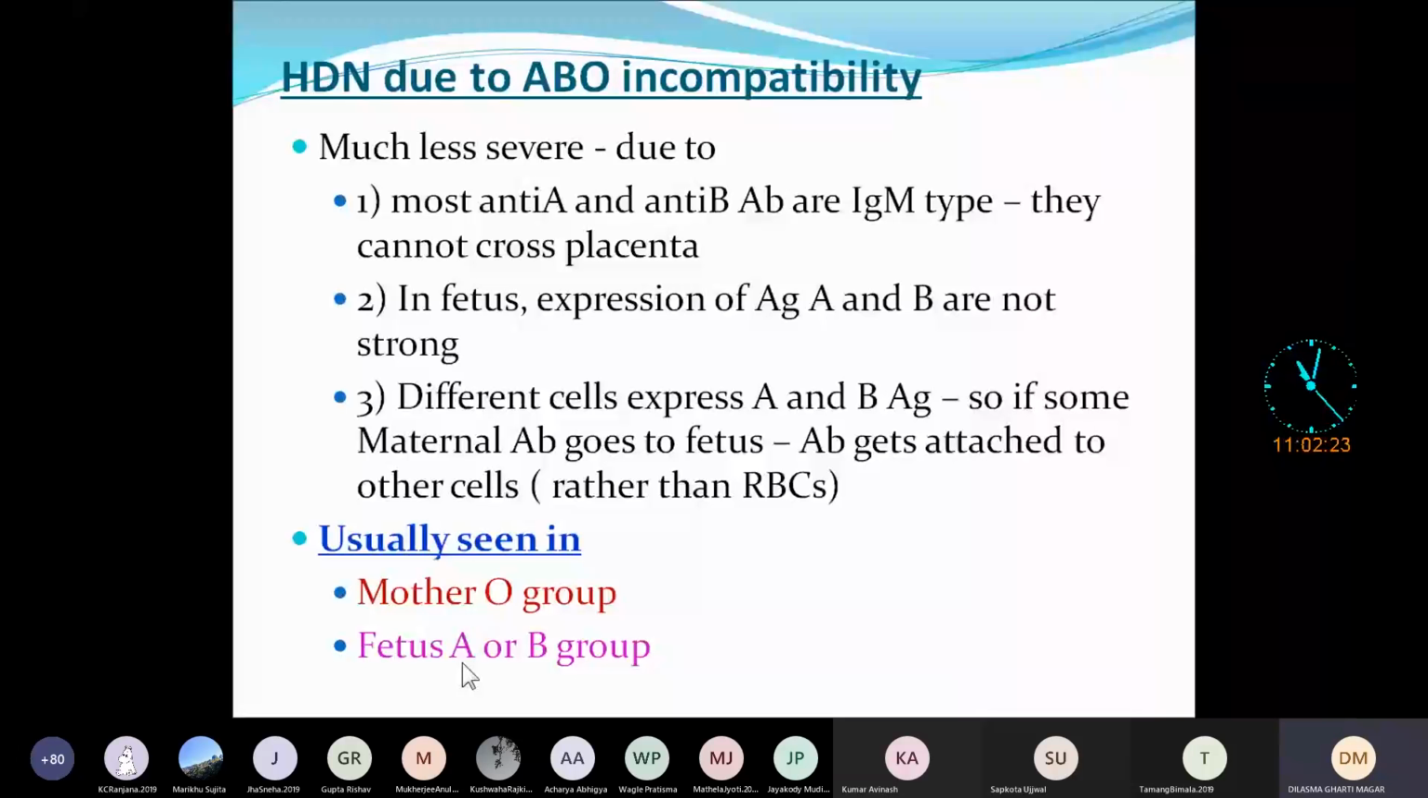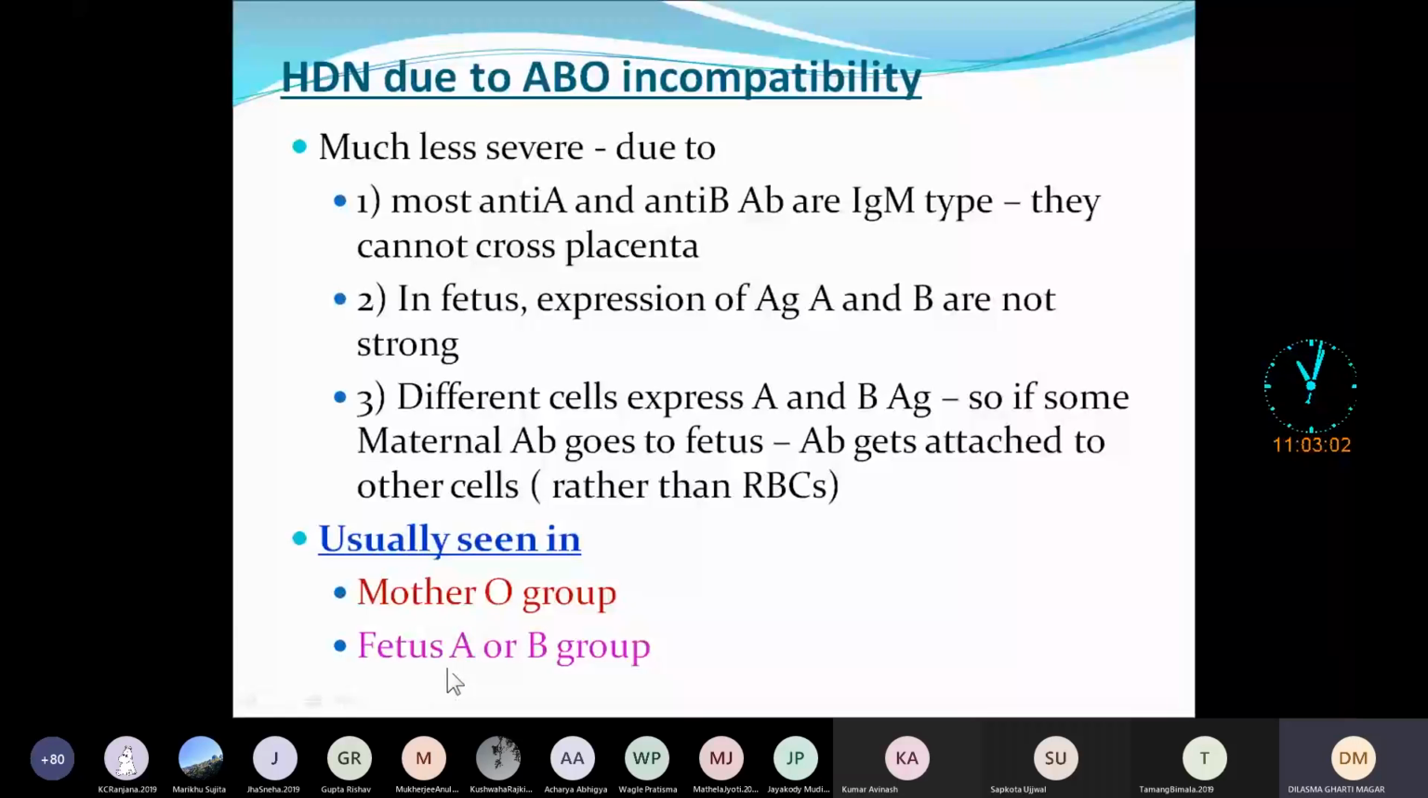You are answering. So now you see here we'll talk about the ABO incompatibility. It is not very severe. Most anti-A and anti-B antibodies are immunoglobulin M type. I told you M type doesn't cross the placenta, but the immunoglobulin G type crosses the placenta, isn't it? So they cannot cross the placenta. Anti-A and anti-B are there in the mother because the mother is O blood group. So it will not cross the placenta.